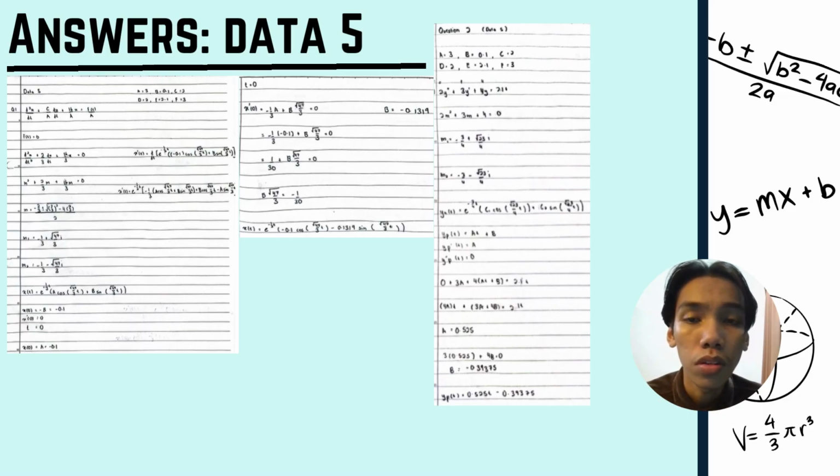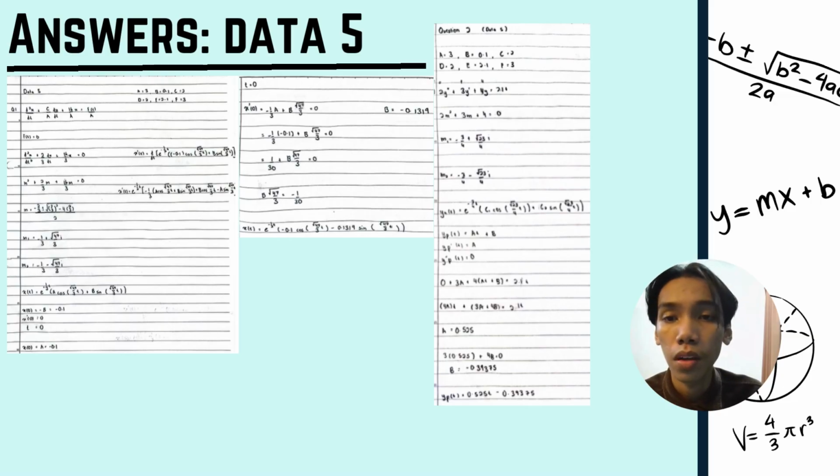So now I will show you the calculation for data 5. For question 1, data 5, you just need to do the same as the previous question. You need to put the information into the formula, then you will get the m, which is the point m, which is negative 1 over 3 plus root 47 over 3i, which is a complex number.